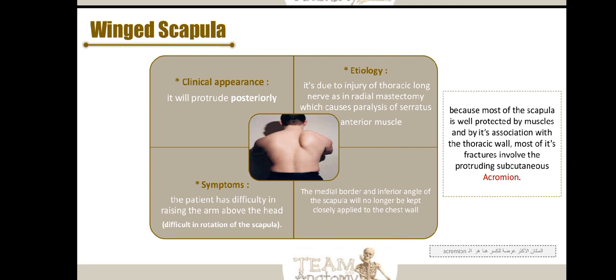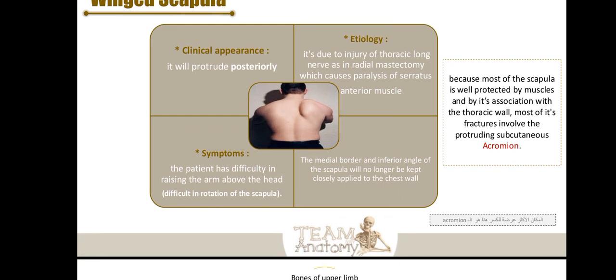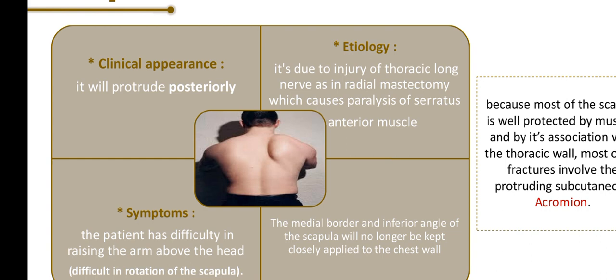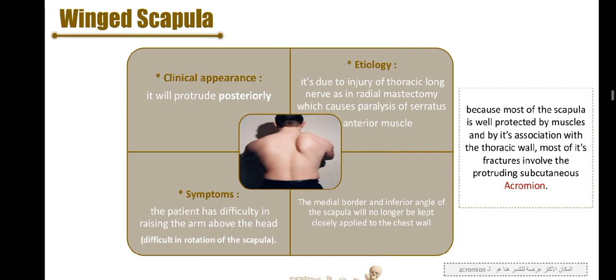The clinical correlation to the scapula is a winged scapula, okay? In a winged scapula, the medial border of your scapula protrudes. And you say that the scapula is the boxer's bone, do you know why? Pause this video, try throwing your wrist like you are punching somebody. You get to see that your scapula moves forward. So the etiology is injury of the long thoracic nerve, as in radical mastectomy.